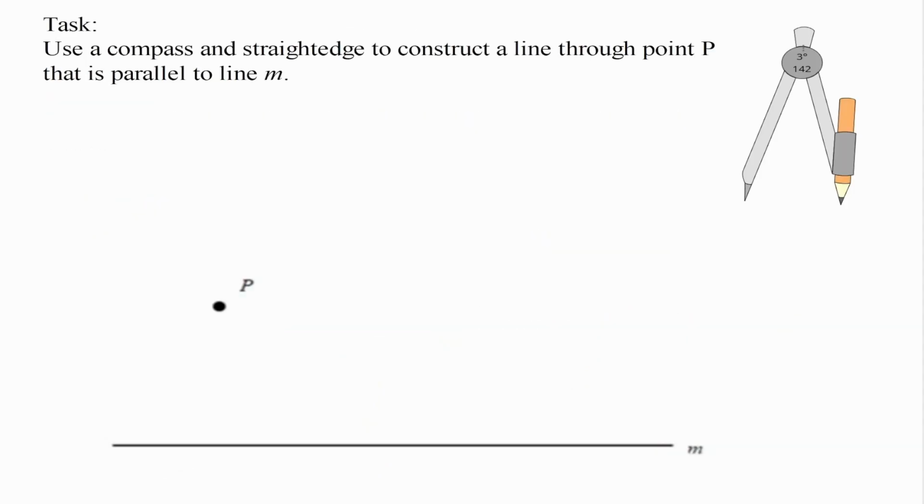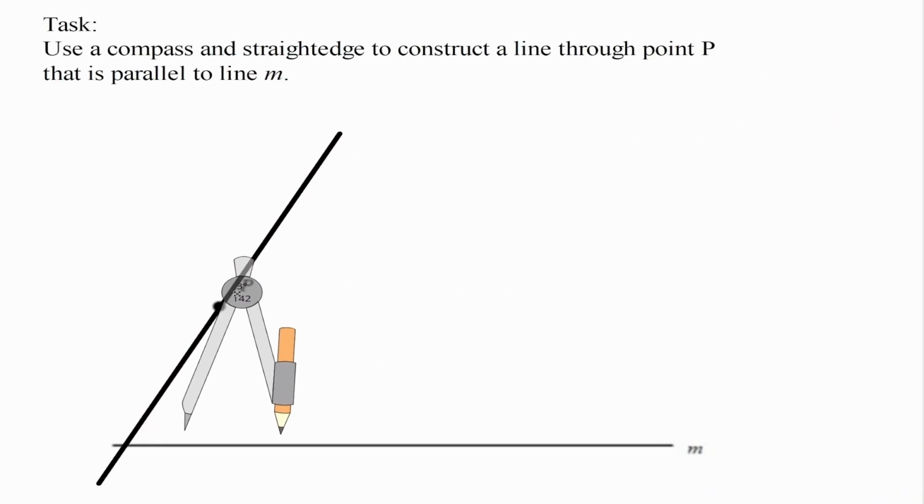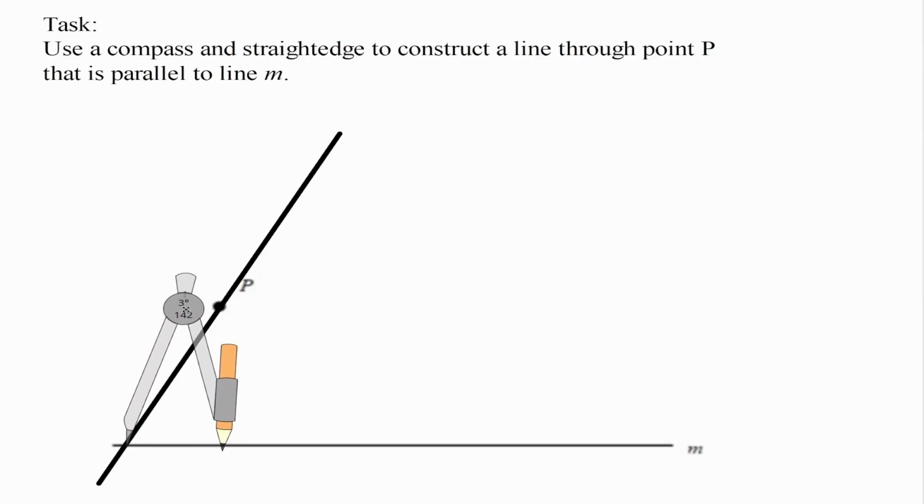Let's do another example. So here we have the same scenario. We have a line M and we have a point P, and we want to construct a parallel line to M that passes through P. So we're going to recreate the same process. First step, I'm going to get my ruler and construct some line that passes through P and intersects my line. There it is. My next step, I'm going to get my compass. I'm going to put my metal leg at the intersection and open it to create some arc.